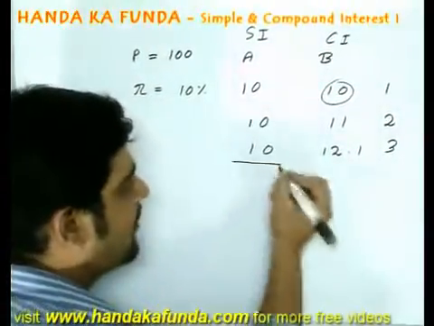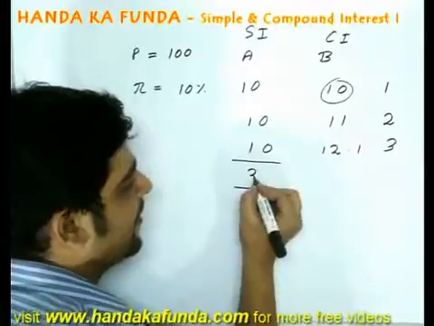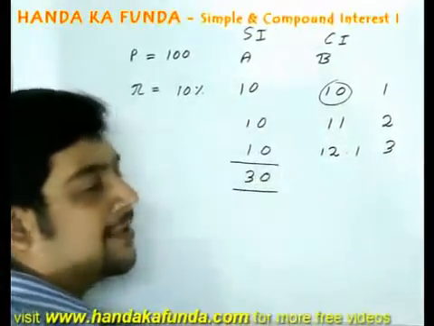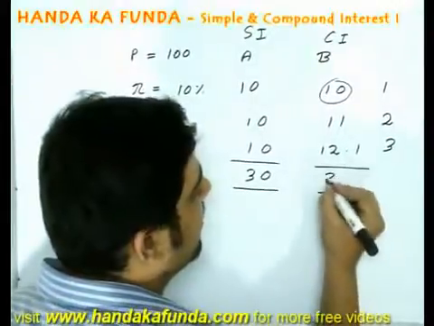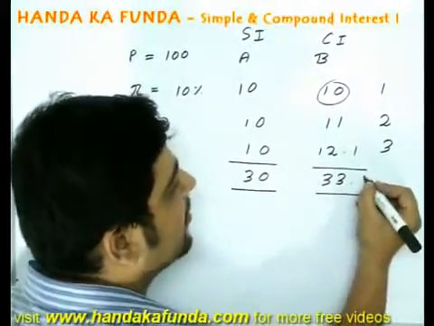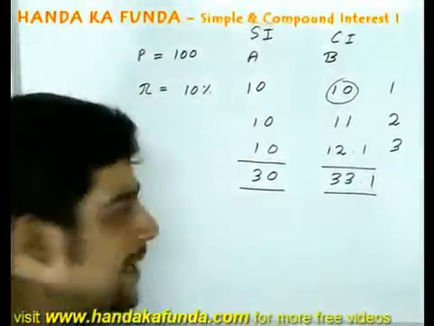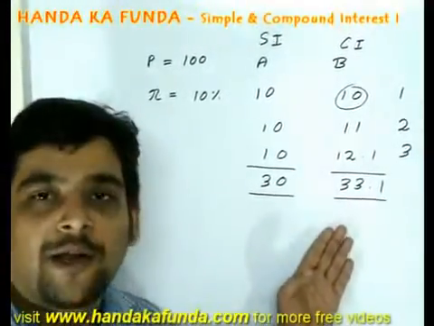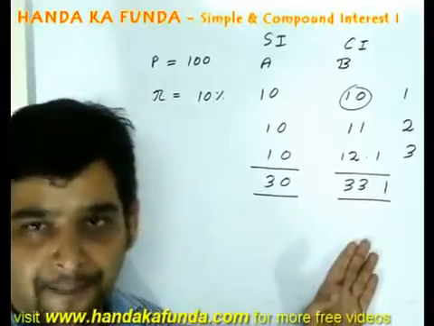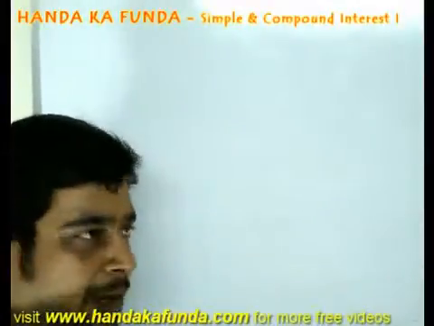As you can see, just over a small period of 3 years, total interest earned in simple interest case is 30%, and in the case of compound interest, it is 33.1%. As you can see, interest earned when the rate and the principal are same is a lot higher in the case of compound interest. Let us look at the formulas.